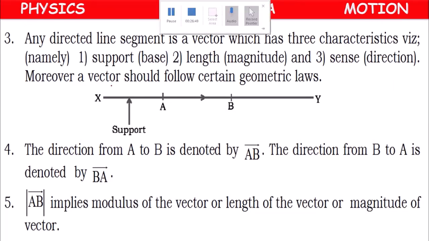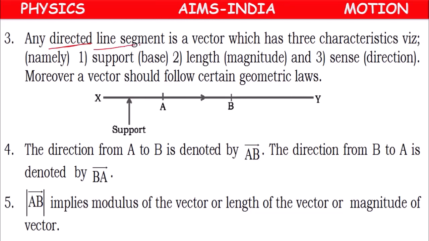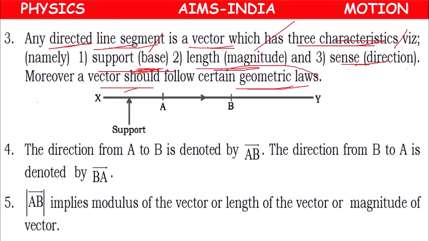Next. Any directed line segment is a vector. It will have three characteristics. One is base, support. Second is length. Third is sense. Support means base, length means magnitude, sense means direction. If it has these three quantities, then it is called a vector. And one more thing, it should follow some geometrical laws.